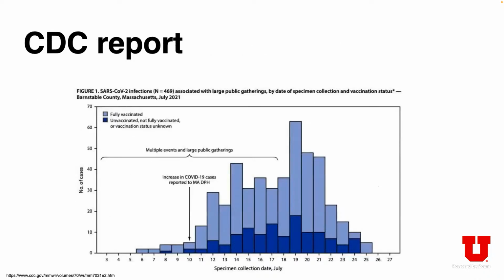So let's start with this one. This is a chart from a CDC report on an outbreak of coronavirus in July 2021 in Barnstable County, Massachusetts. So we see in the month of July the number of cases. And if you can make out the legend, the lighter blue shows the proportion of cases that were fully vaccinated. The darker blue shows the proportion of cases that were not fully vaccinated. What do you see in this chart?